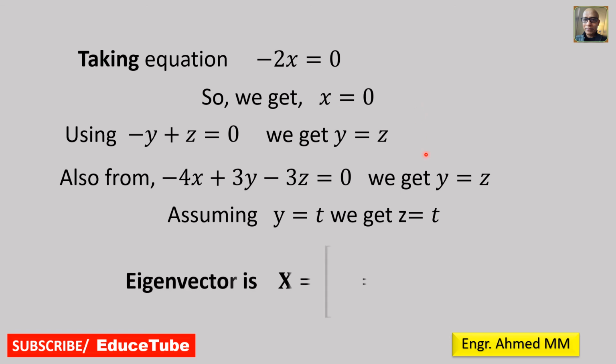So now the eigenvector is 0, t and t. Taking t out, it will be 0, 1, 1. So we got the eigenvector.